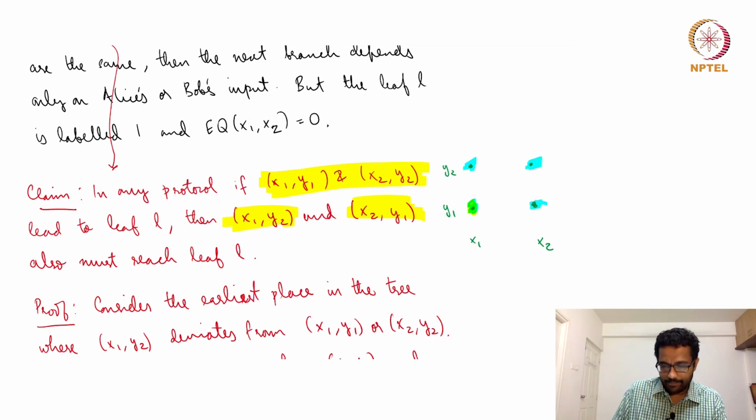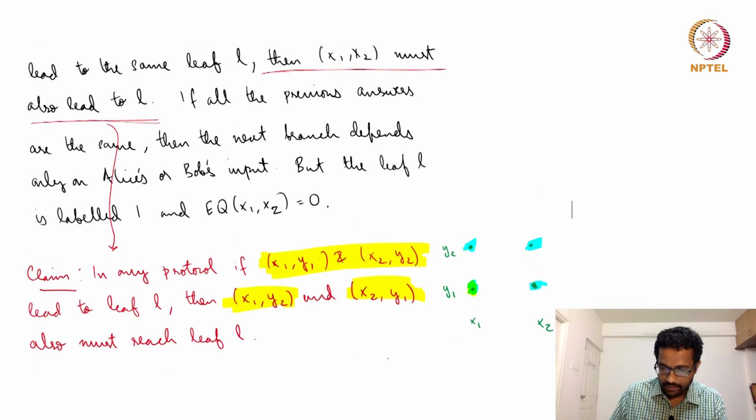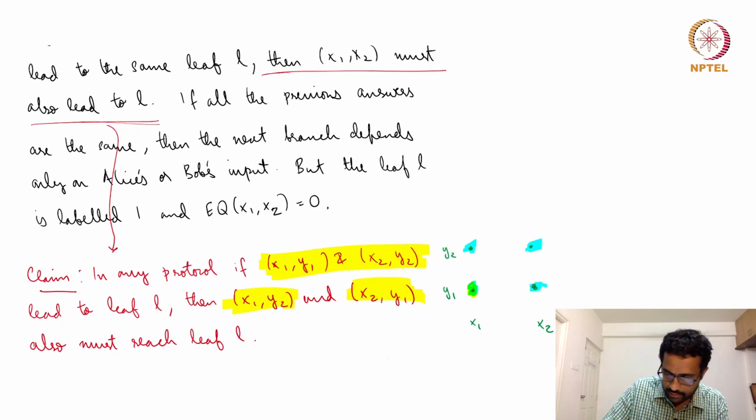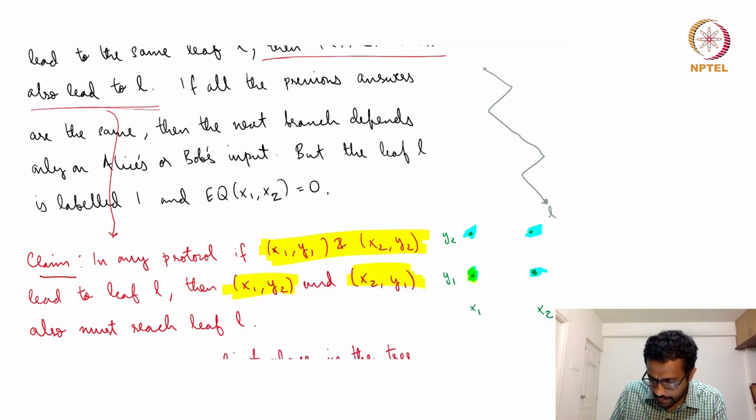Why is this the case? Suppose x1 y1 and x2 y2 go to the same leaf. Let me draw a picture. This is the leaf. Now we want to show that x1 y2 also goes to the same leaf. Suppose not, x1 y2 diverges and goes somewhere else. This point that we have drawn with a dotted line is the point of divergence of x1 y2. x1 y2 diverges here.